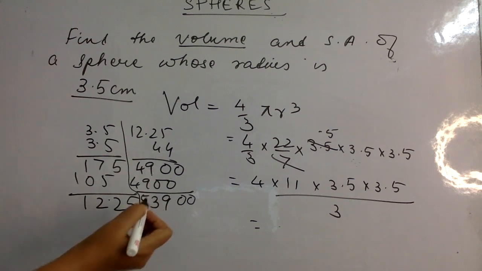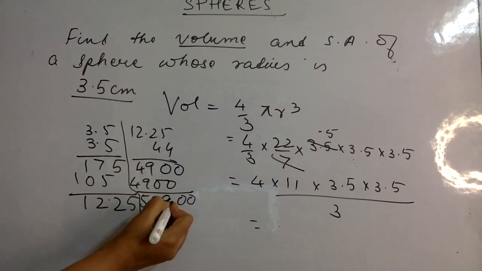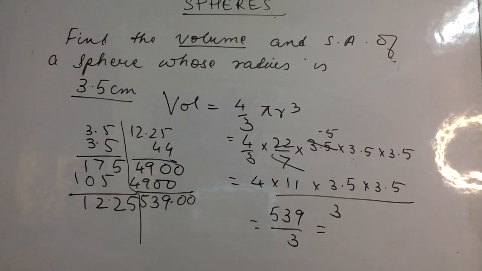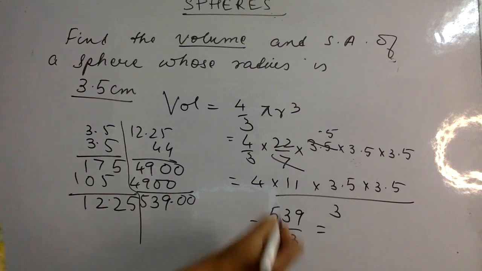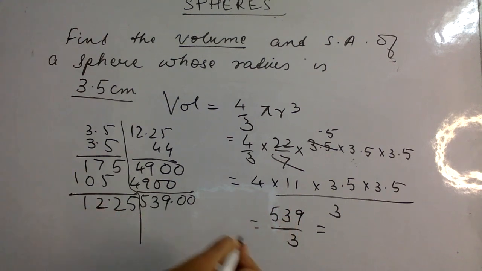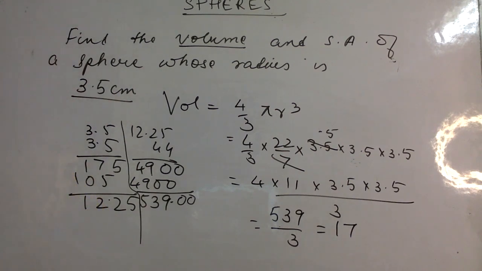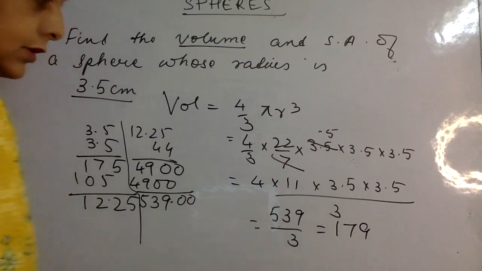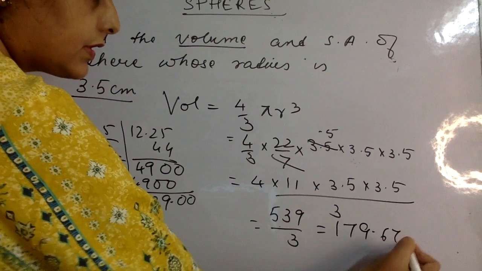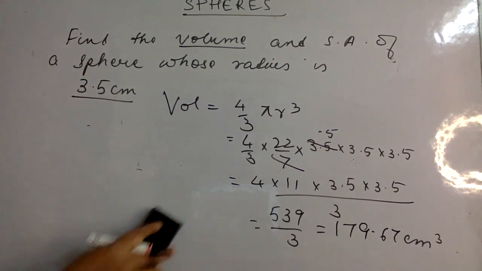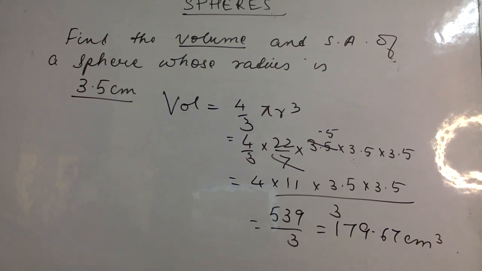So that comes to 539. 539 divided by 3. If we divide 539 by 3, we get 179.67 centimeter cube. That was the volume of the sphere. We had to do some rough work here because the sum was like that, nothing was cancelling.